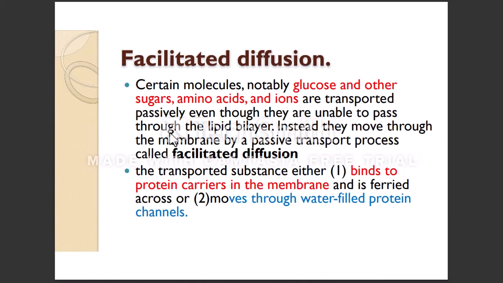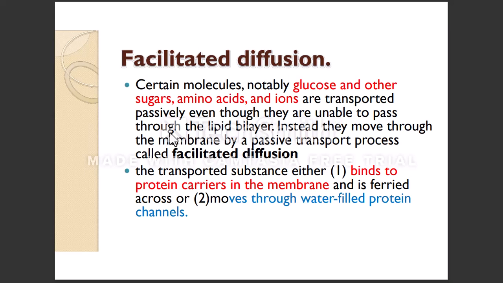Now we have facilitated diffusion, which is diffusion that is aided by molecules. Notably, we have glucose and other sugars, amino acids, and ions, which are transported passively even though they are unable to pass through the lipid bilayer. So instead they move through the membrane by a passive transport process, which we call facilitated diffusion.